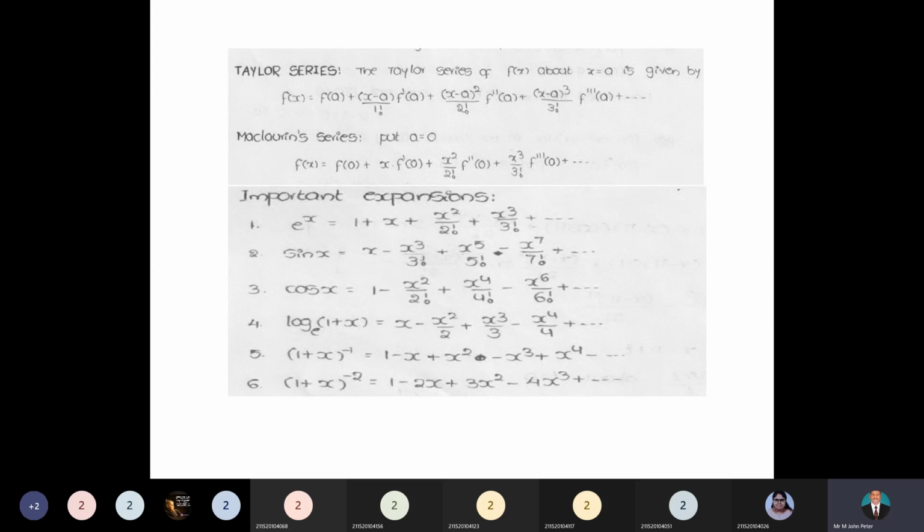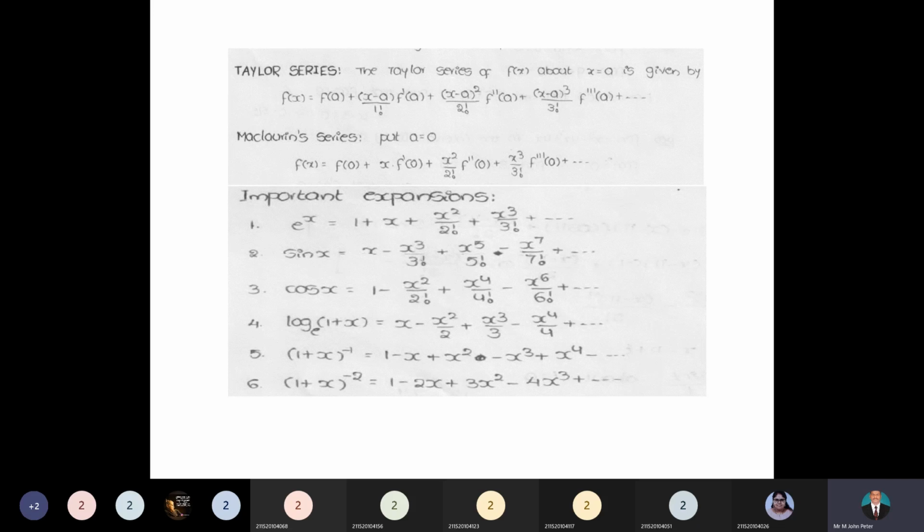So we all know the Taylor series: f of x equals f of a plus (x minus a) divided by 1 factorial into f dash of a plus (x minus a) whole square divided by 2 factorial into f double dash of a plus (x minus a) whole cube divided by 3 factorial f triple dash of a plus and so on. So at x equal to a, that is the Taylor series for the given function f of x. Here f dash of x, f double dash of x, f triple dash of x are the successive derivatives at x equal to a. That value we have to replace, and we'll get the Taylor series.